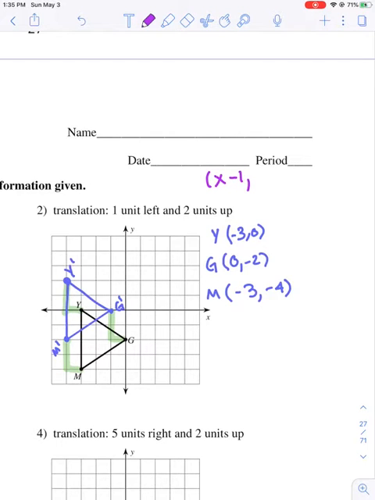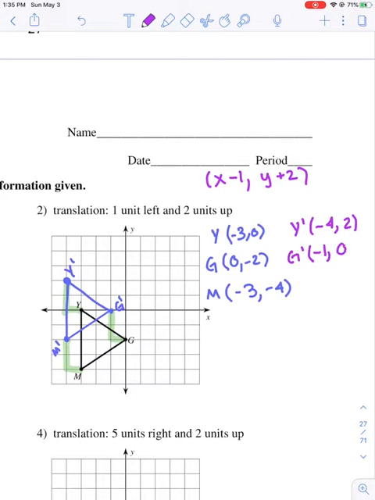1 unit left is basically like saying whatever the X value is, subtract 1 from it. That would be 1 unit left. 2 units up is like saying whatever the Y value is, add 2 to it. So to get Y prime, subtract 1 from the X value, -4, and add 2 to the Y value. So my new point should be at -4, 2, which is where it's at.